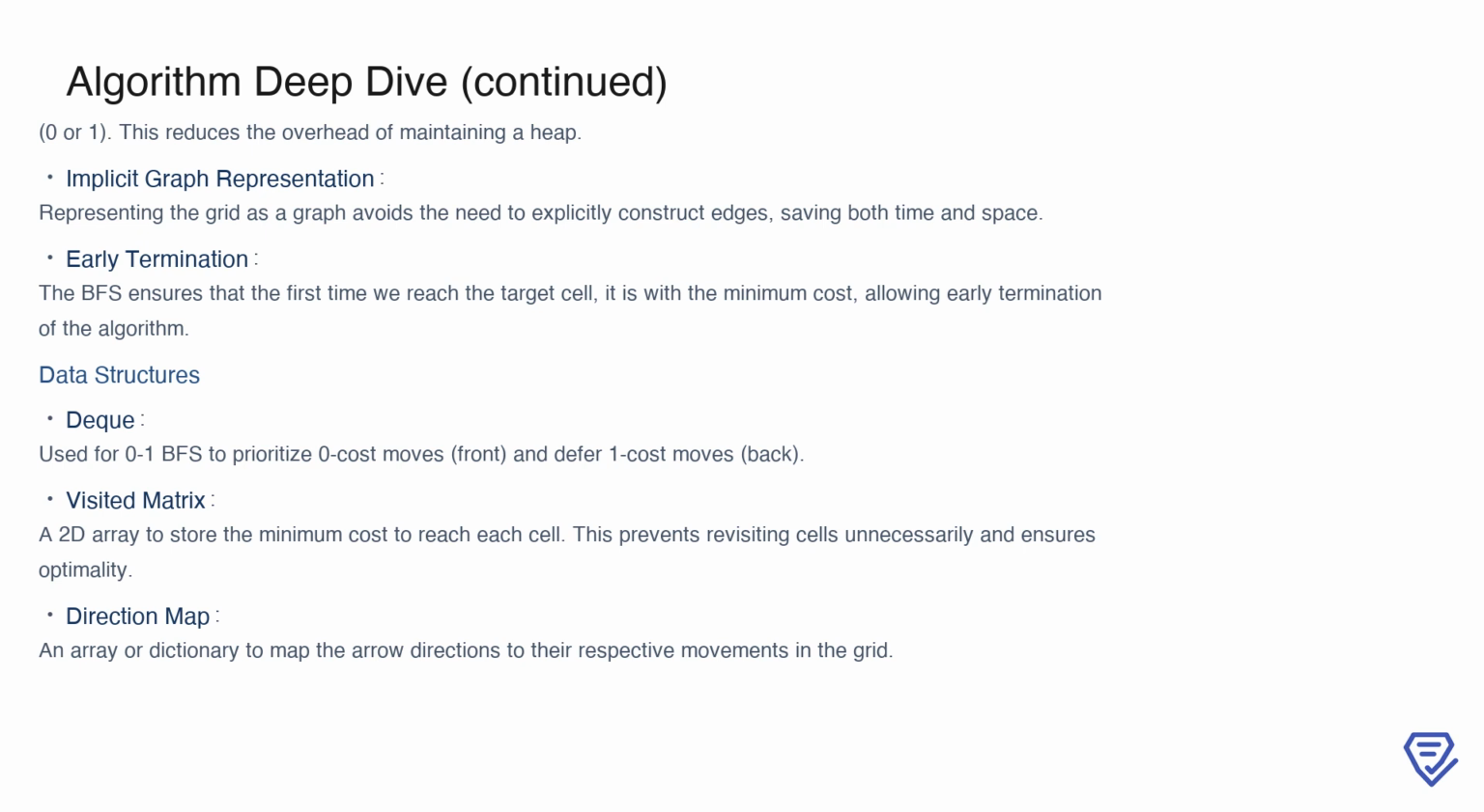Since we process cells in order of increasing cost, the first time we reach the target cell, the bottom right corner, it is guaranteed to be with the minimum possible cost. This eliminates the need to continue exploring the grid once the goal is reached.